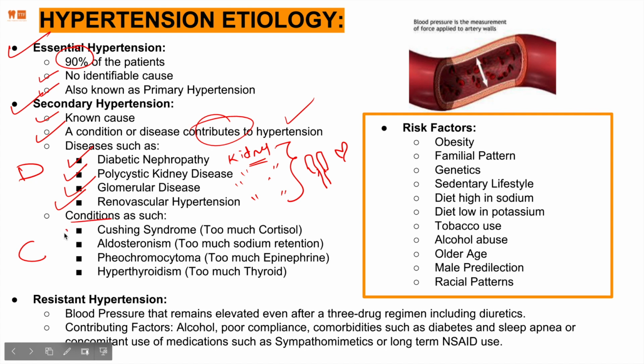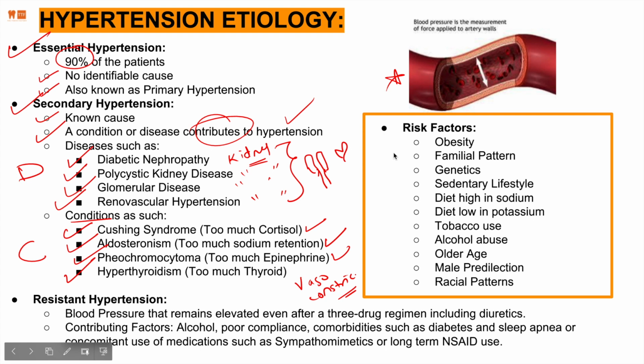Conditions such as Cushing syndrome, which is too much cortisol. Aldosteronism, too much sodium retention in the body. Pheochromocytoma, caused by too much epinephrine release. And remember, epinephrine is a vasoconstrictor. Therefore, its effect on blood vessels, like this one, is extremely high, leading to hypertension. And then we mentioned hyperthyroidism, which is too much thyroid hormone.